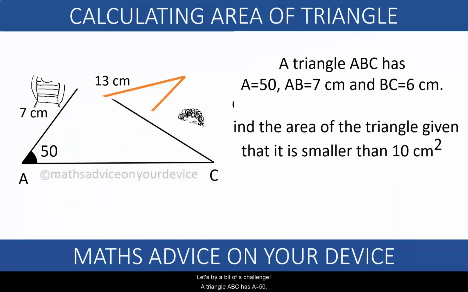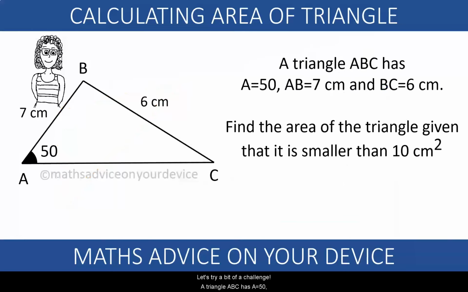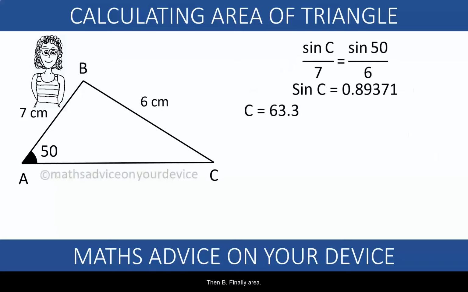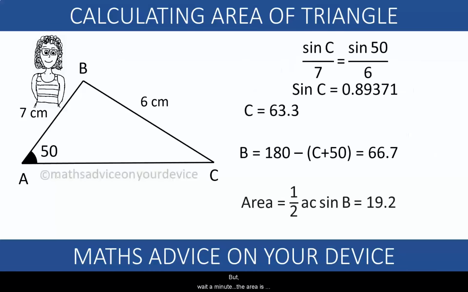Let's try a bit of a challenge. A triangle ABC has A equals 50, AB equals 7 centimeters and BC equals 6 centimeters. Find the area of the triangle given that it is smaller than 10 square centimeters. Using the sine rule, we find angle C, then angle B, and finally the area. But wait a minute, the area is bigger than 10.